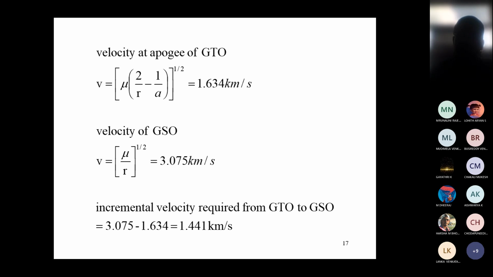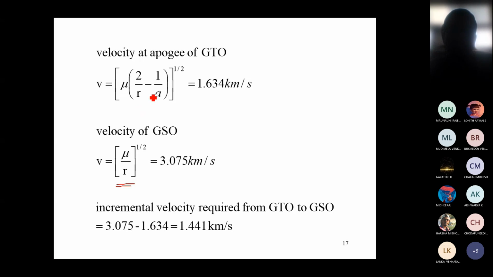Second part, what we are doing here, we are calculating the velocity at apogee. And we are calculating the velocity for GSO. Since the GSO orbit is a circular orbit, we are using this formula. Okay. And here, since the orbit is an elliptical orbit, we are using a different formula. All right. So these values and the A value, these are known.